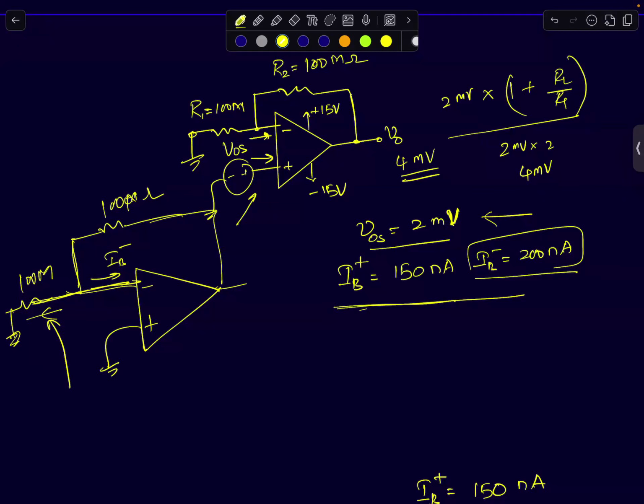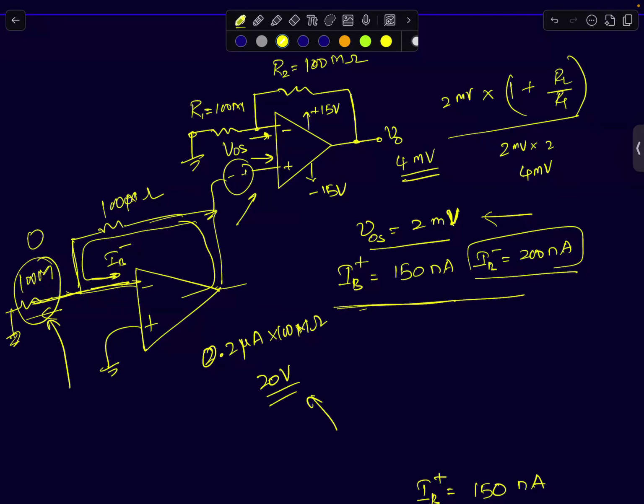Zero, right? There is no current flowing through this. This guy, the current is zero. So which means all the IB has to flow through this. The op-amp's output will supply that. So if your IB is going to flow through this, you will have a current of 200 nanoamperes, which can be written as 0.2 microamperes. Multiply it with 100 megaohms. What do you get? You get 20 volts.